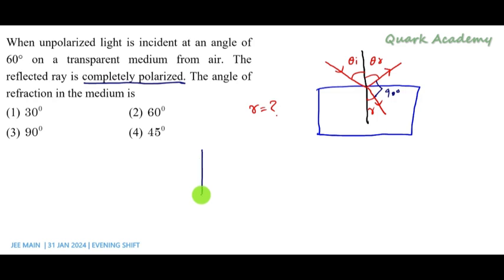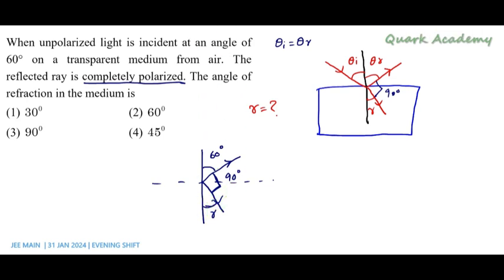Let me just take that part alone. This is the normal line. This is a reflected ray, and this angle is going to be 60 degree, because based on law of reflection, angle of incidence is equal to angle of reflection. Since incidence is 60 degree, reflection should be 60 degree. And this is a refracted ray, and this angle is going to be 90 degree. We need to find this r.